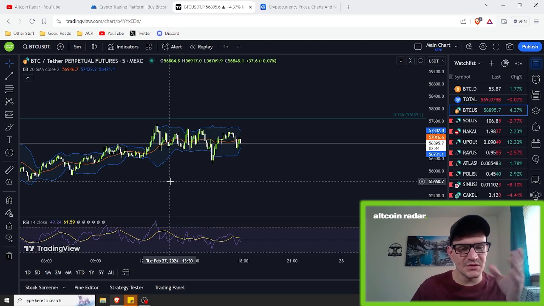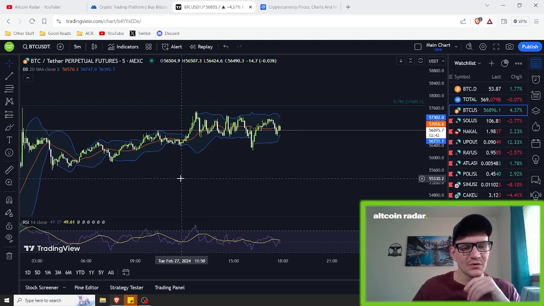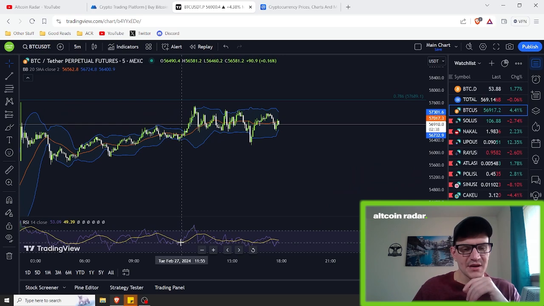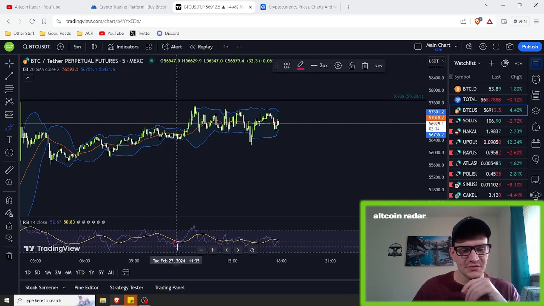All right. So here's a good example. Okay. So here is an example that I will show you. So basically right here, all right, price action right here, we were in neutral territory, all right.